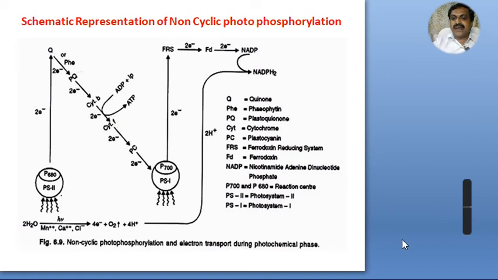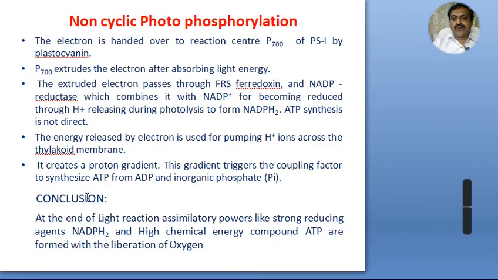So at the end of the light reaction, what are all formed? In conclusion, at the end of the light reaction, assimilatory powers like NADPH2 are formed during non-cyclic photophosphorylation, two ATP molecules during cyclic photophosphorylation, and one ATP during non-cyclic photophosphorylation are formed along with the liberation of oxygen. So the end products of the light reaction are two molecules of NADPH2, three molecules of ATP, and oxygen.